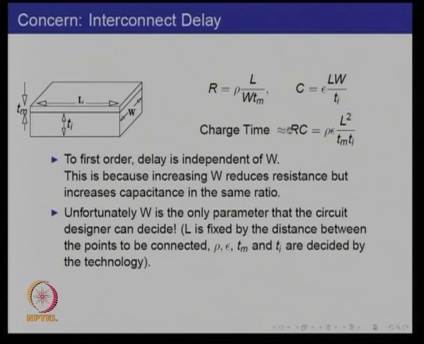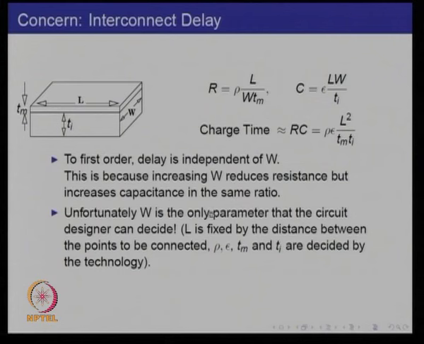Therefore, the charge time is not equal, but roughly of the order of the RC time constant. And if we multiply these two things together, what we get is rho epsilon L squared divided by Tm Ti. The factor W cancels. That means to first order, delay is in fact independent of W. And that is understandable. If you increase W, the resistance will go down because now you have a wider line. But the capacitance will increase in the same ratio because of the same reason that the W is larger.